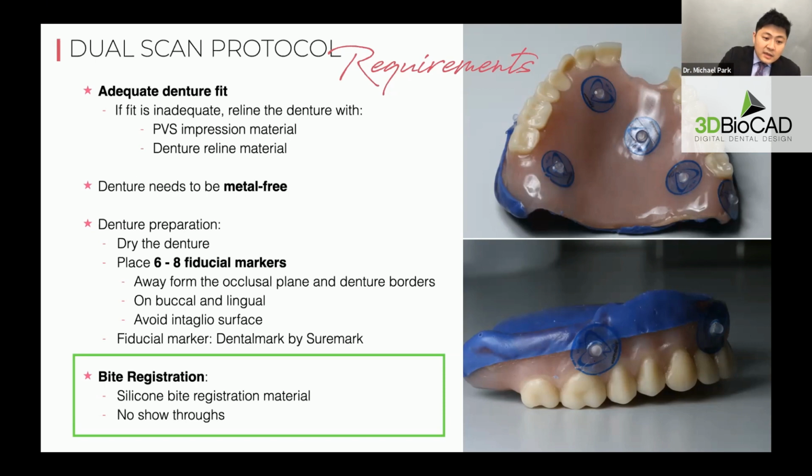And of course, when you're taking the bite, you don't want to see any show-throughs on the bite registration material, because if there is show-through, that means the dentures or the scan appliance is touching the opposing arch. And if it does, now the scan appliance will move, and now you're not getting an accurate record.